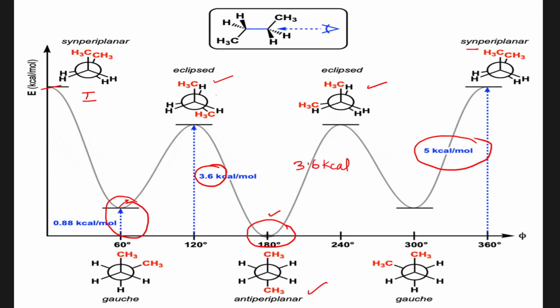And then after gauche, it is going to be partially eclipsed. After partially eclipsed, that is going to be fully eclipsed. So the syn periplanar structures which are at the top of the peak, the syn periplanar over here and the syn periplanar over here, both of these are going to be the most unstable structures, and anti is going to be the most stable. And then we have the energy difference of 0.88 kilocalories between the anti and the gauche. So gauche is going to be less stable than anti, right? So gauche, you can say, is going to come in the middle of both.